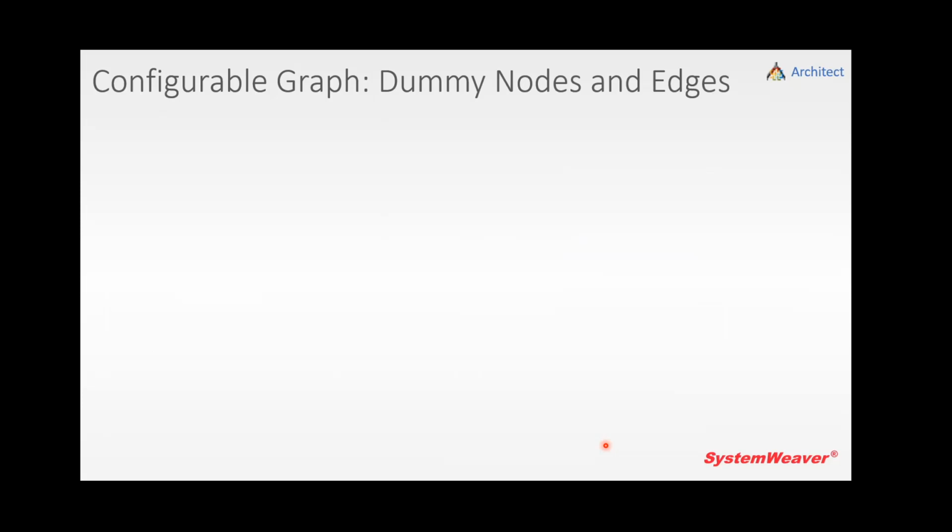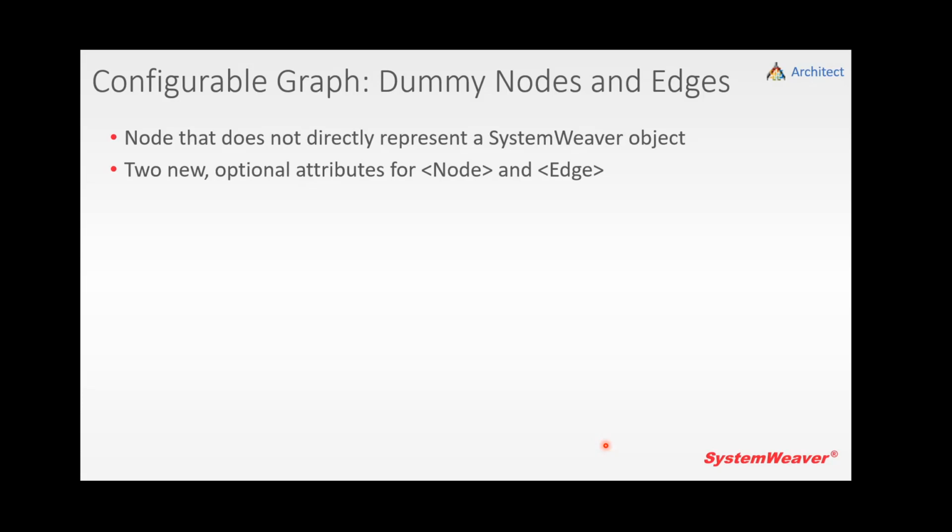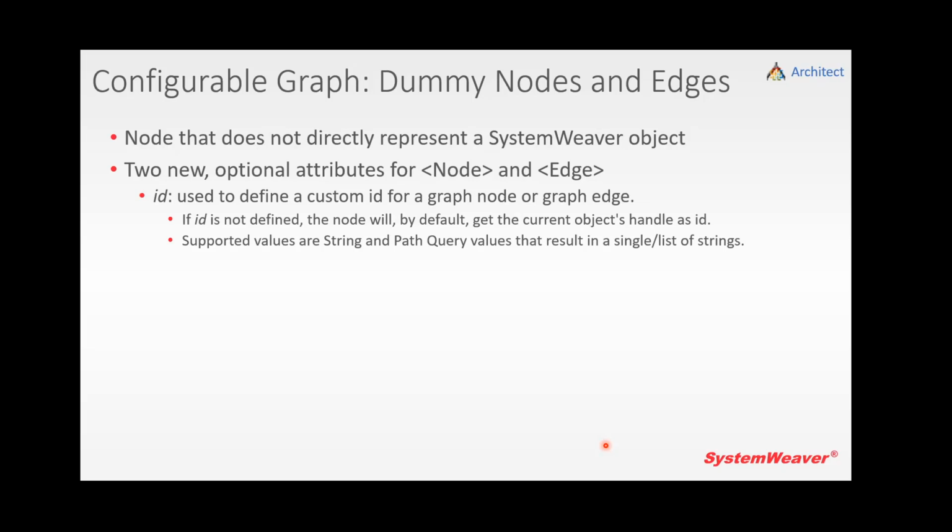Next, we've introduced support for dummy nodes and edges. So the next couple of slides are going to be about that. I just want to explain a little bit about the new attributes to get this to work. A dummy node is just that. It's a node that doesn't exactly represent one specific object potentially. And the edge would be what is connecting that dummy node to other nodes, whether they be dummy nodes or regular nodes. So you do this with two new optional attributes, and these are available, of course, for node and edge.